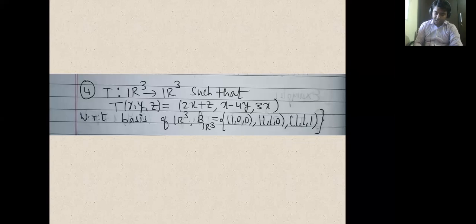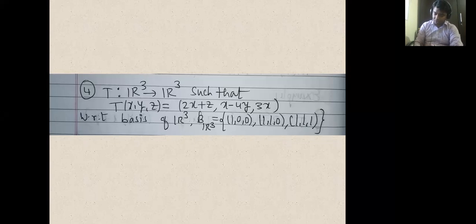So it's the fourth exercise, T from R3 to R3 such that T of (x, y, z) is equal to (2x plus z, x minus 4y, 3x). This is our definition of T, a written definition. The bases of the domain and codomain we are taking as they are given in the question.